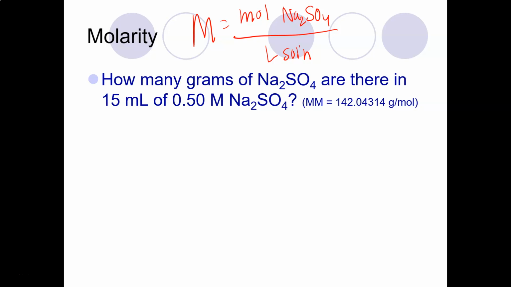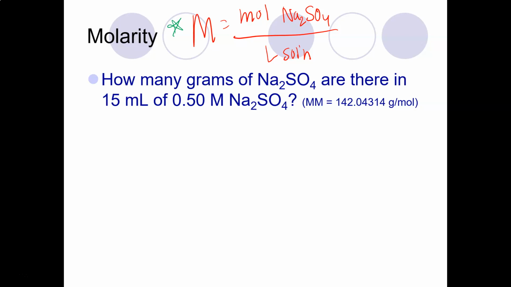So we're supposed to solve for how many grams of sodium sulfate there are in 15 milliliters of a 0.50 molarity sodium sulfate solution. And the first way we're going to do it is by using the equation up here. So I'm going to try to take the numbers we were given, plug them into the equation, and solve for the thing we're looking for.